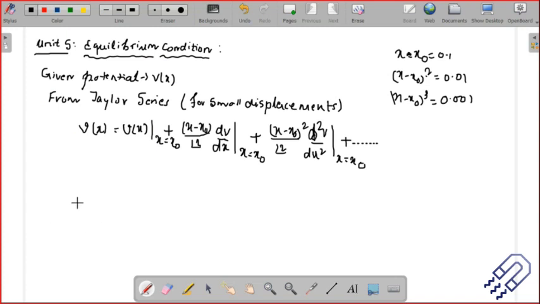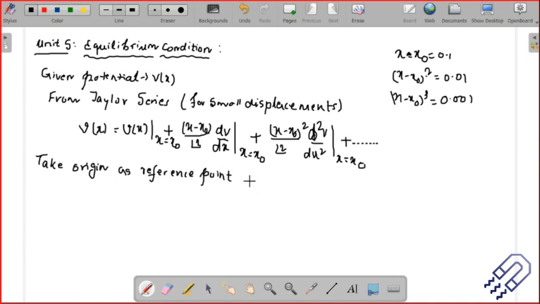Next we are going to analyze this particular expression, and for that we can take a point here. Let's say I'll take the origin as a reference point. So maybe x naught is the origin and we can take this as the reference point.